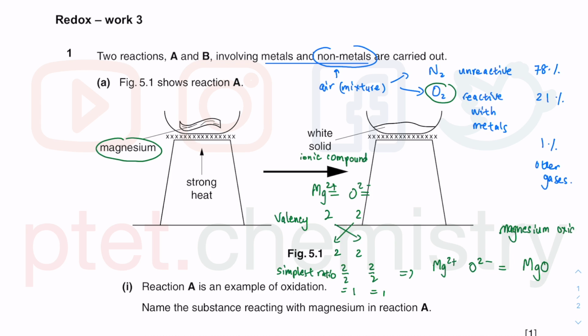Okay, so what happens is the magnesium steals the oxygen, it reacts with the oxygen, the magnesium gains oxygen, and you form magnesium oxide, which contains oxygen. So the magnesium has undergone oxidation.